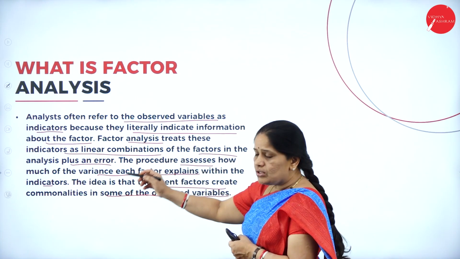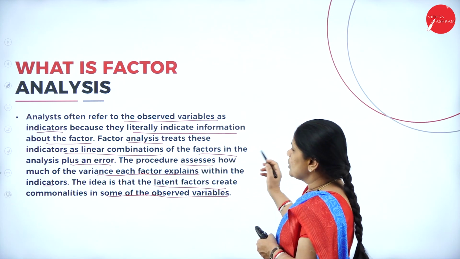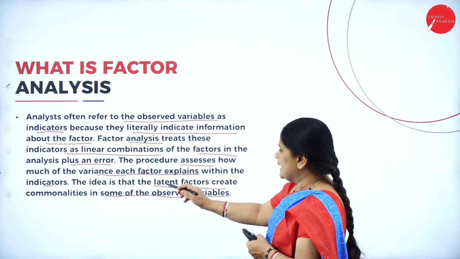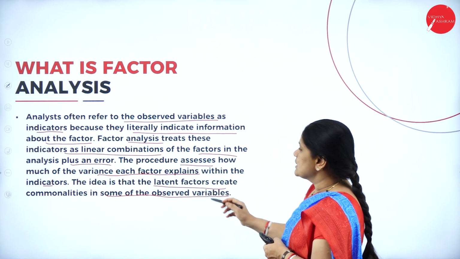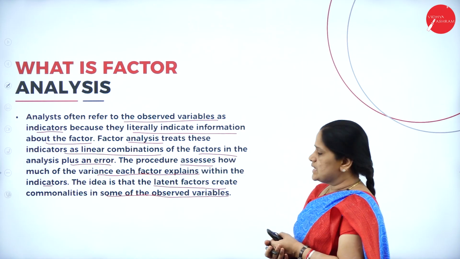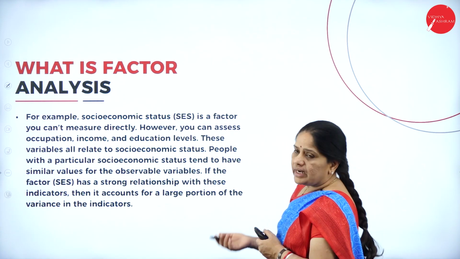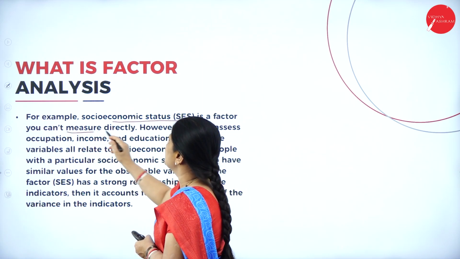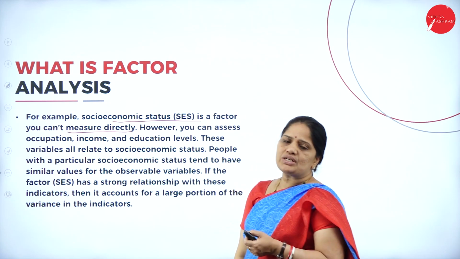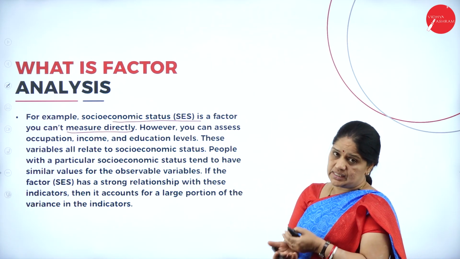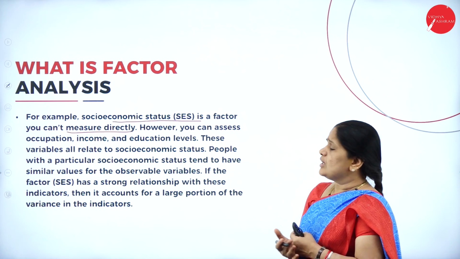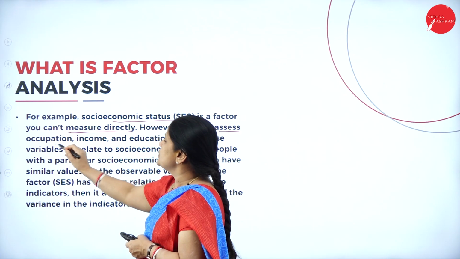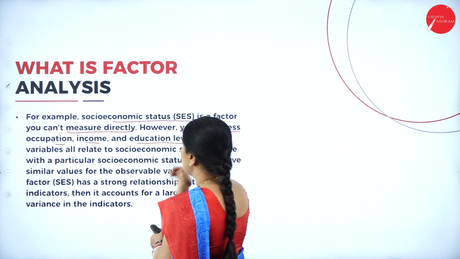So, it treats those indicators as a linear combination of the factors in the analysis plus an error. The idea is that the latent factors create commonalities in some of the observed variables. For example, socio-economic status is a factor you cannot measure directly. Suppose you have to measure the socio-economic status of a given set of people. You cannot measure it directly. However, you can assess the occupation, income and education levels.